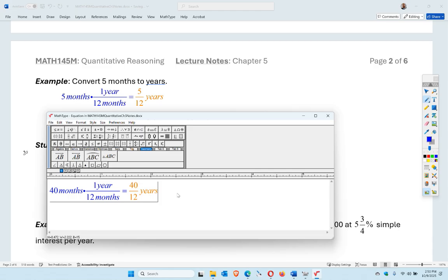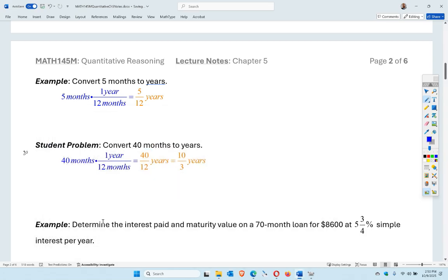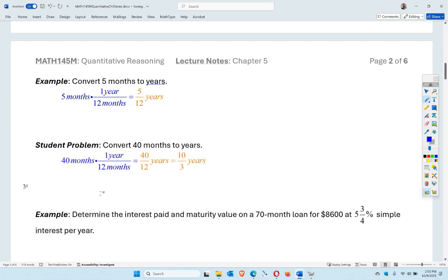If you want to, you can simplify it, right, and get 10 over 3 years. But when you use the formula for interest and loans, it doesn't matter whether you use this one or this one. I would say don't waste your time. Just give the original, because that's more than fine. And that's what we're going to do for ours, essentially.